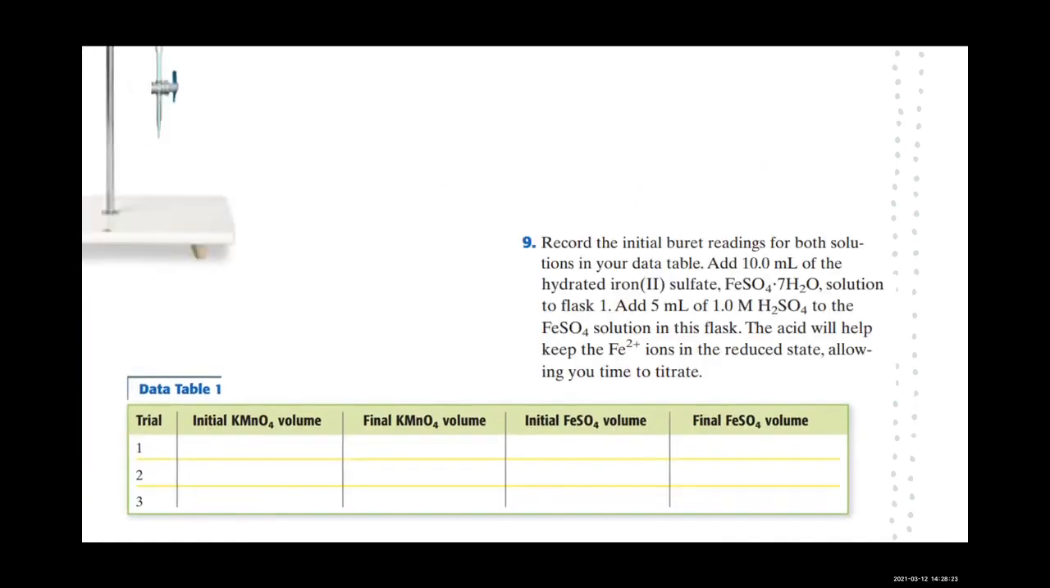Record the initial burette readings for both solutions in your data table and add 10 milliliters of the iron(II) sulfate solution to flask number 1. In addition, you're going to add 5 milliliters of 1 molar sulfuric acid to the iron(II) sulfate solution. The acid helps keep the iron(II) ions in a reduced state, so it allows you some time for your titration. So here are our initial readings from the burettes.